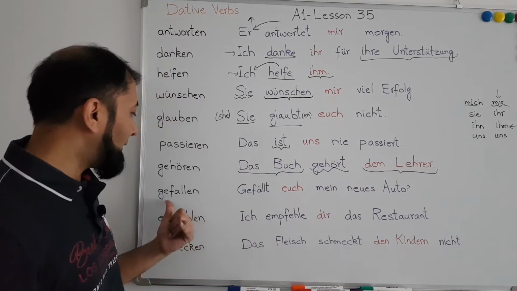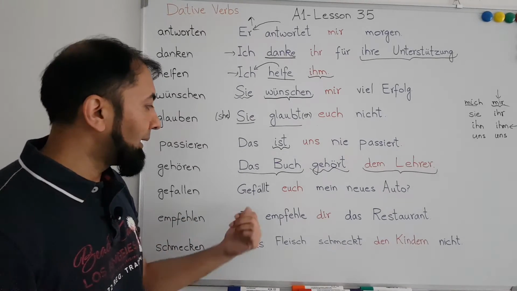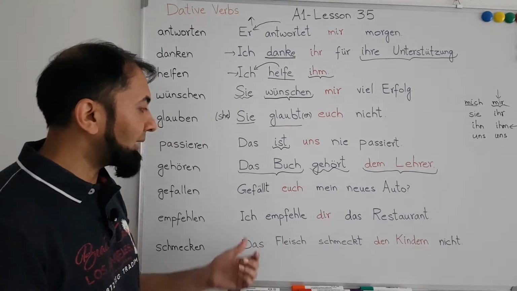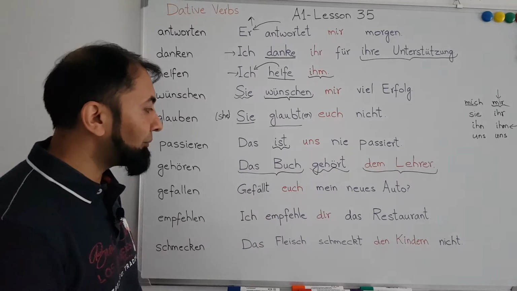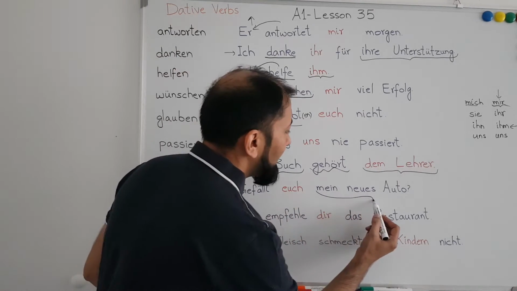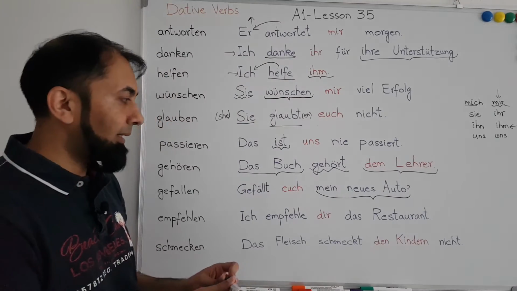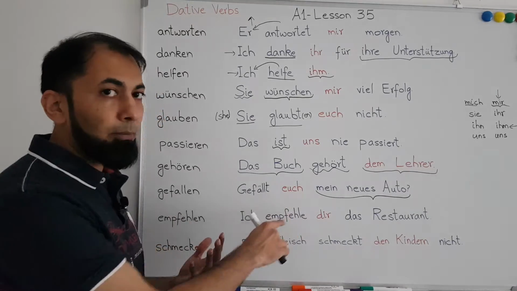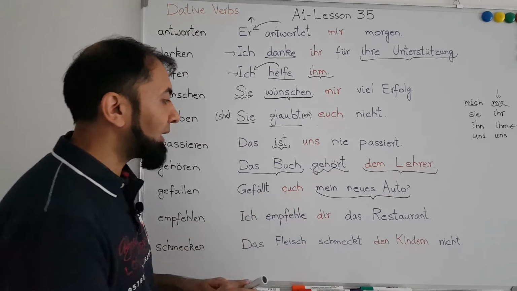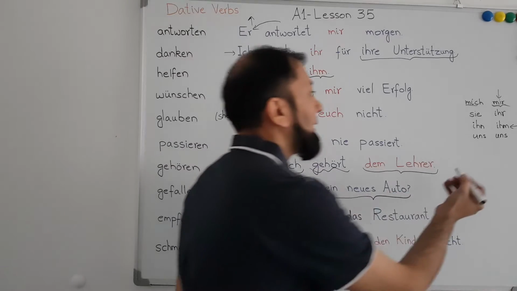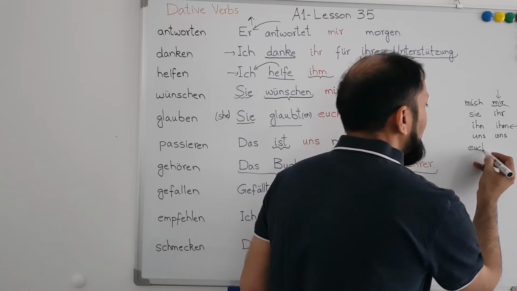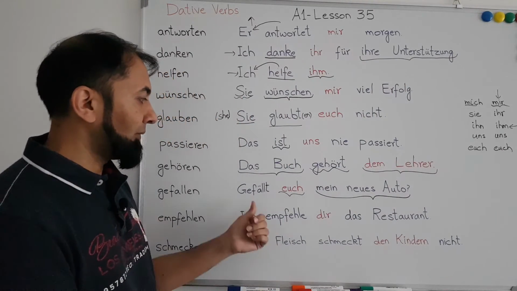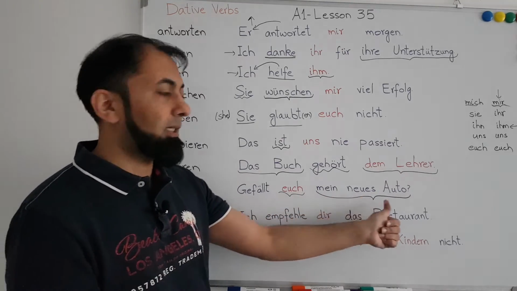Next example is gefallen. Gefallen means to like. Gefällt euch mein neues Auto? Now because this is a question, the verb will come at the first position and it will be conjugated according to the subject, which is mein neues Auto, and because this is a dative verb, therefore the object, which is you plural, will be taken from the dative case. The accusative you is euch and dative is also euch. Therefore we will use euch from the dative. Gefällt euch mein neues Auto?